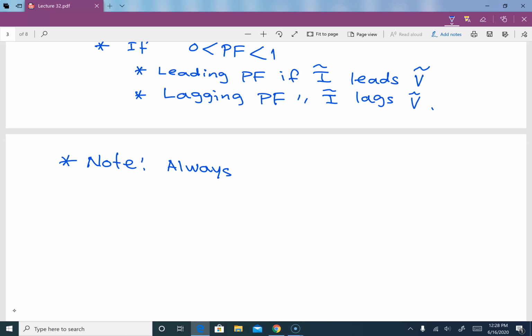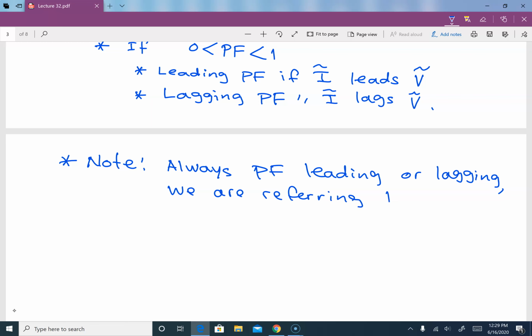So from now on, let me write that as a note: always, power factor leading or lagging, we are referring to the current leading or lagging.